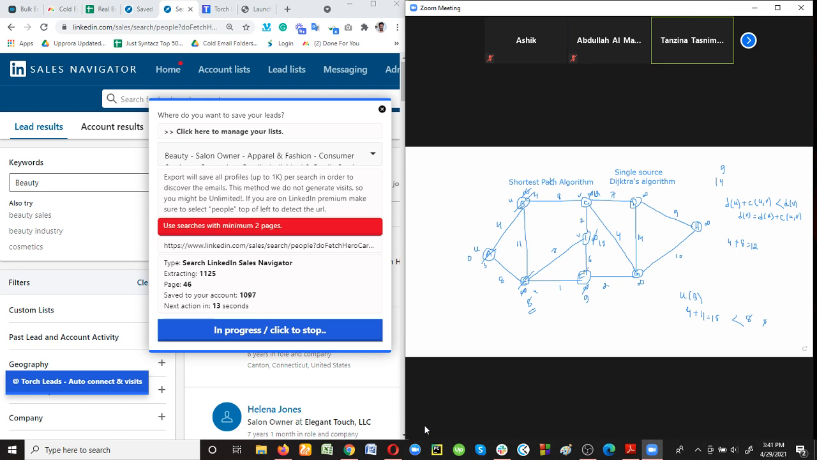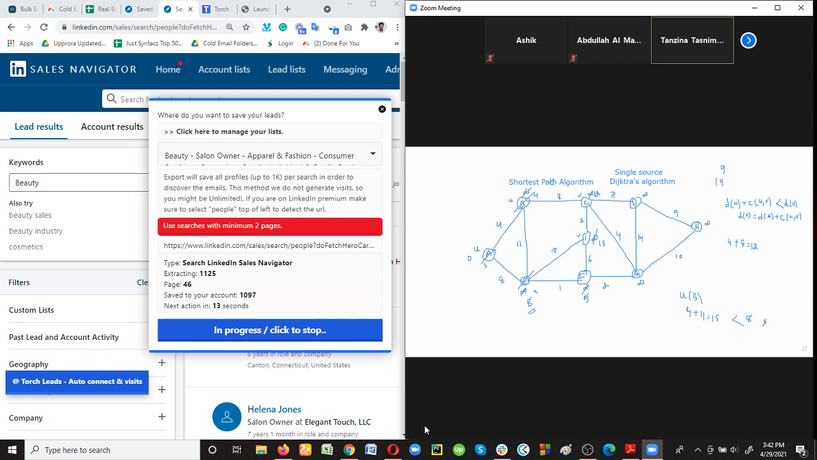What is the distance of F? Distance is 9 and in the cost matrix, the cost is 6. So 9 plus 6 equals 15, and that equals the distance of I. When the value is equal, we don't need to change it. Okay, so we'll not change the distance of I because their values are the same. Now the next one is G.